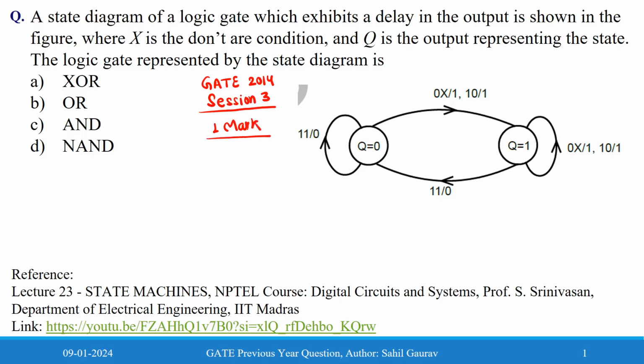The problem says that a state diagram of a logic gate which exhibits a delay in the output is shown in the figure, where X is the don't care condition and Q is the output representing the state. The logic gate represented by the state diagram is: A is XOR, B is OR, C is AND, D is NAND.